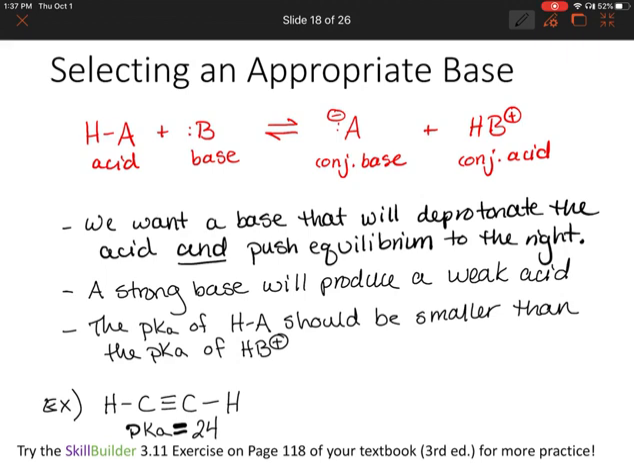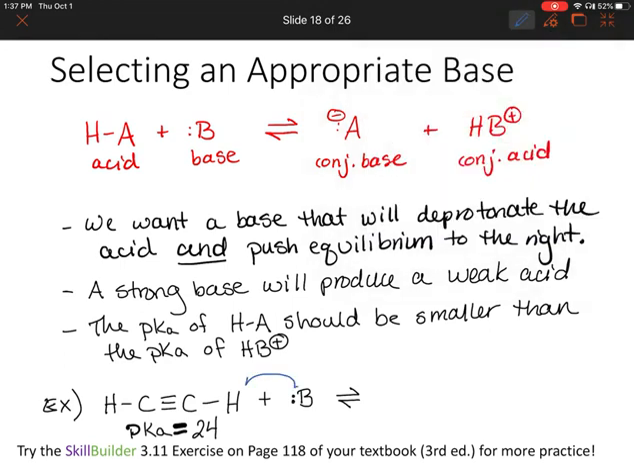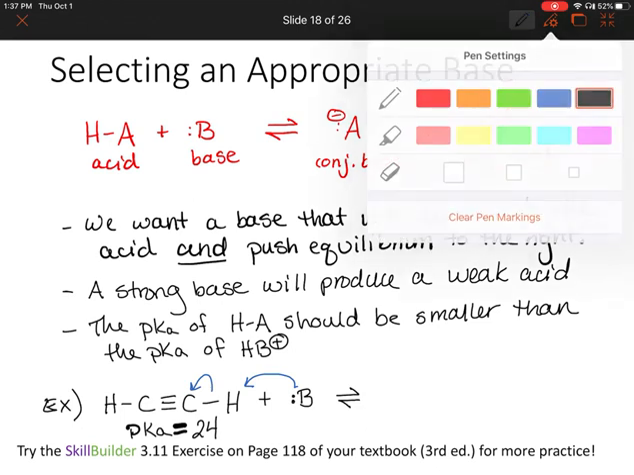All right, and then let's say we have some generic base. And then that base takes a hydrogen, and we leave behind a lone pair on carbon.